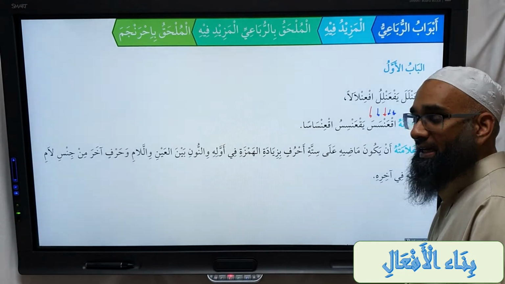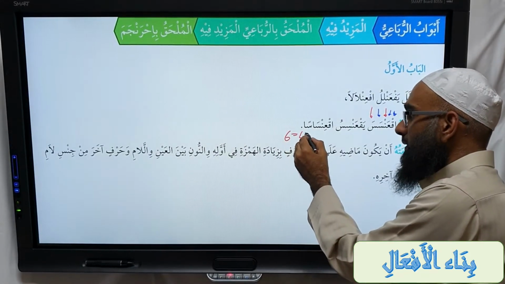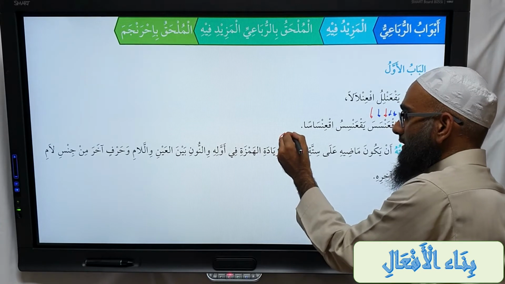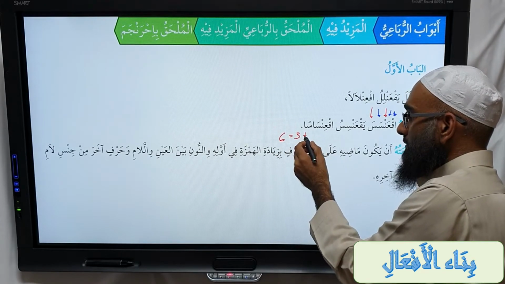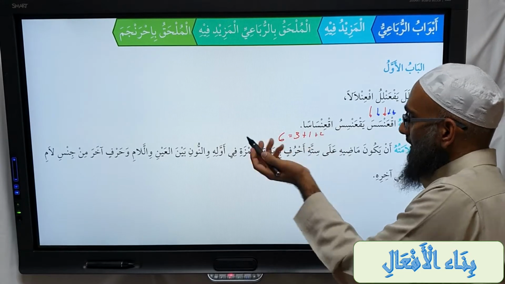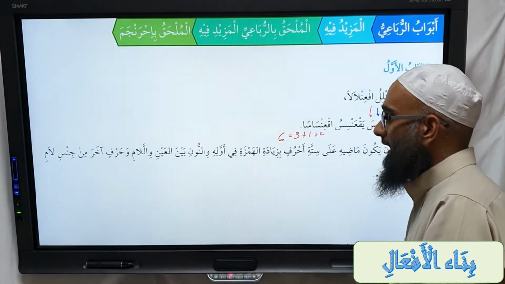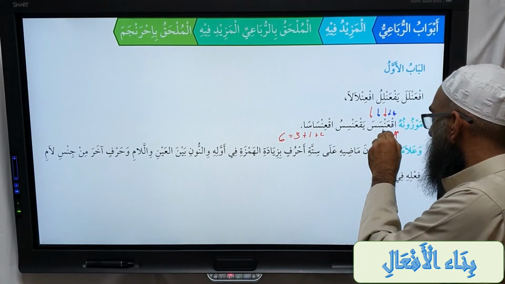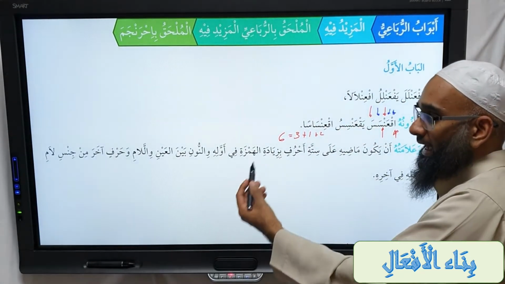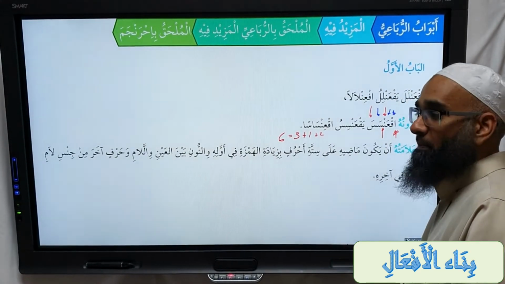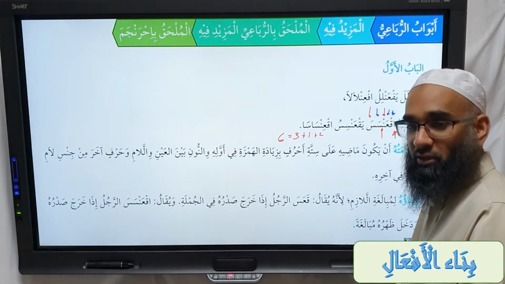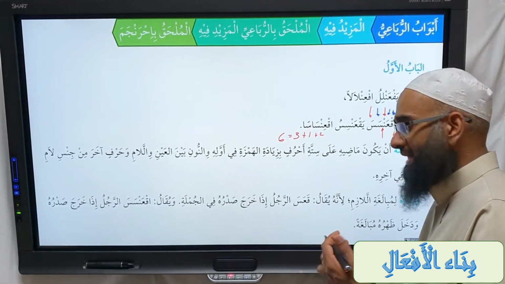وعلامته أن يكون ماضيه على ستة أحرف. How is it six? It's because it's 4 plus 2. It's 3 root letters, one for the ilhaq, and then 2 more to make it into the mazid fi pattern. بزيادة الهمزة في أوله, by adding a hamza at the beginning, and a noon between the ain and the lam, وحرف آخر من جنس لام الفعل في آخره, by adding another letter of the same type as the lam of the verb at the end. وبناؤه لمبالغة اللازم. This pattern is for the hyperbole and the intense meaning of the lazim.